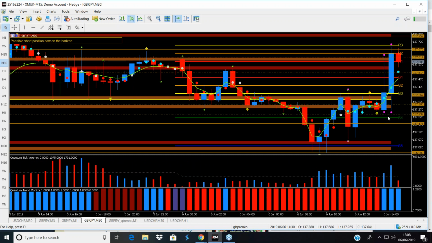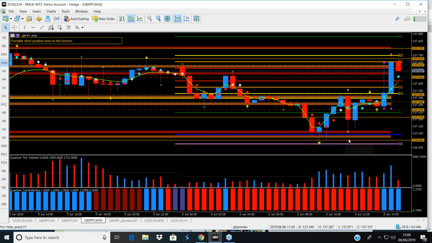Now this one I've actually put the Camarilla levels on because I don't use Fibonacci. We have our own SNR indicator where we have strong lines and not so strong lines. You can see here this morning the price actually bounced off one of the strong support lines at 136.98.